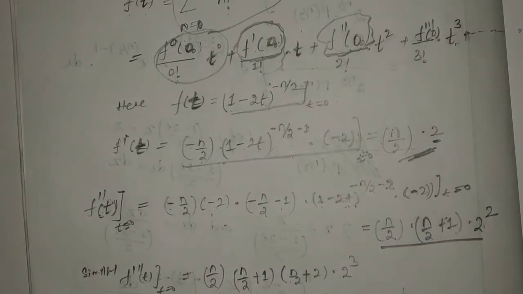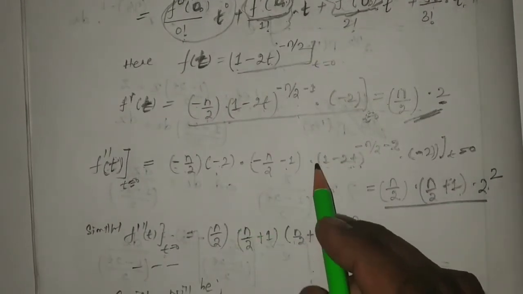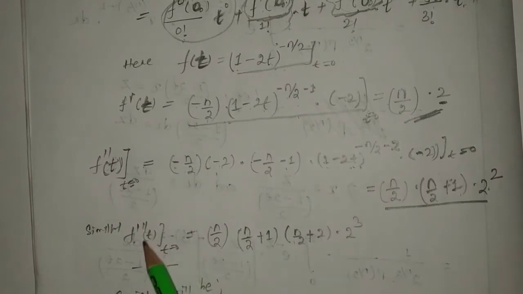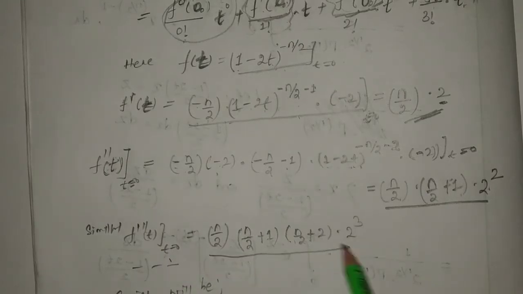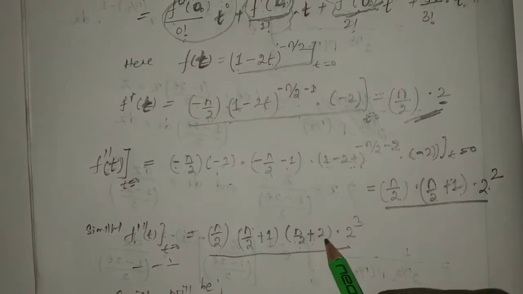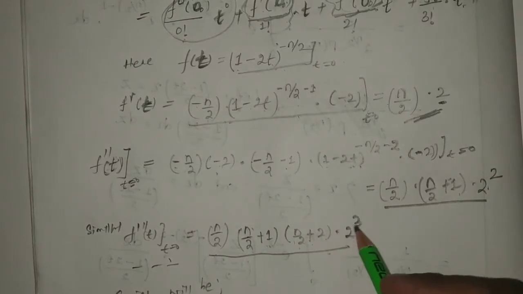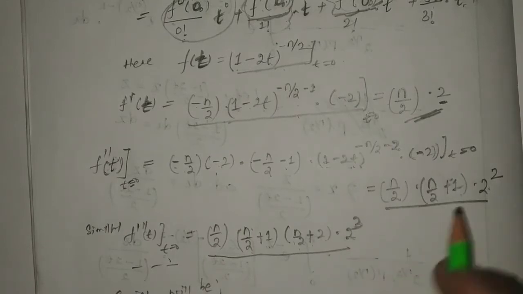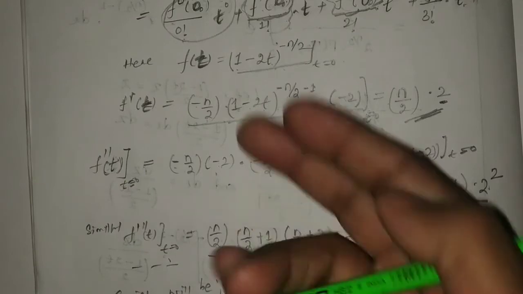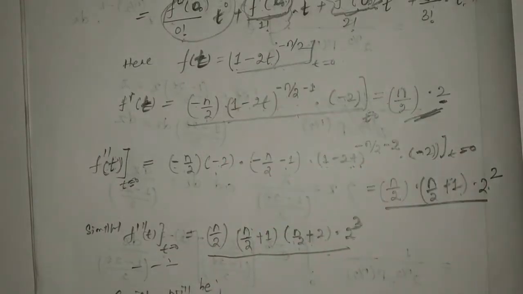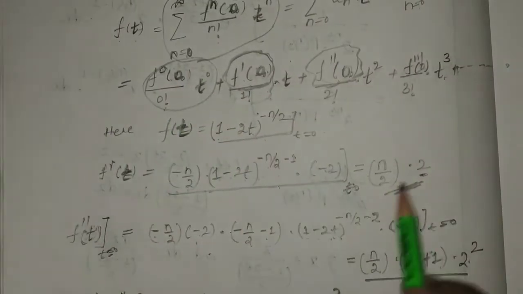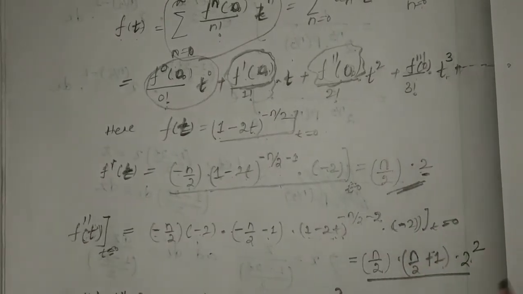Similarly, if you are going to do the third derivative of ft, then you have to put t equal 0, you are going to get this one, n by 2 plus 1, n by 2 plus 2 into 2 to the power 3. Likewise you can get the higher order terms. Okay, now by using these data, this one and this one, I am going to try to write the series.